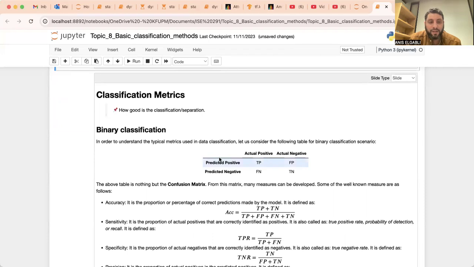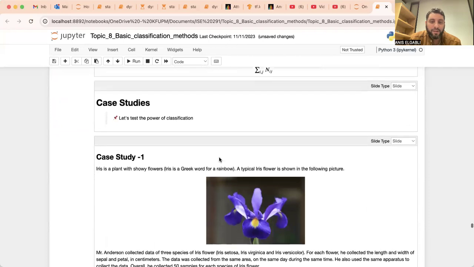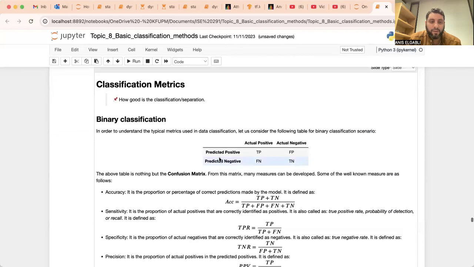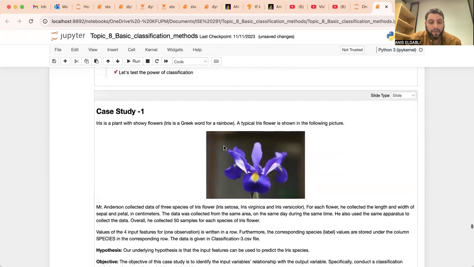Okay, let me stop here for today. Next time we will talk about different metrics we use to evaluate our classifiers, and then we will go over these case studies.